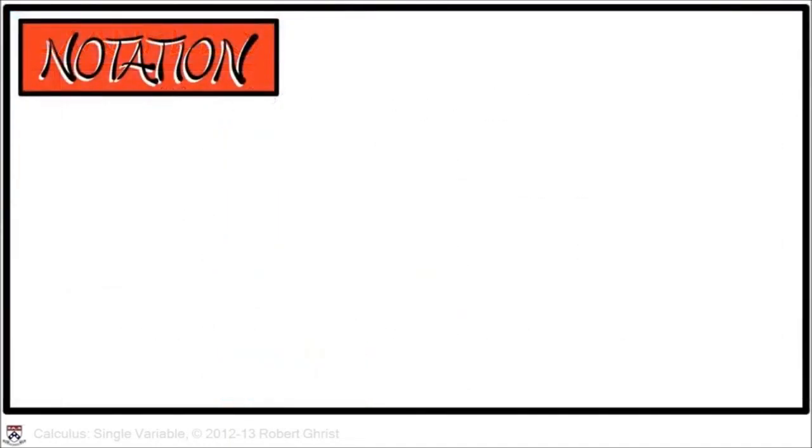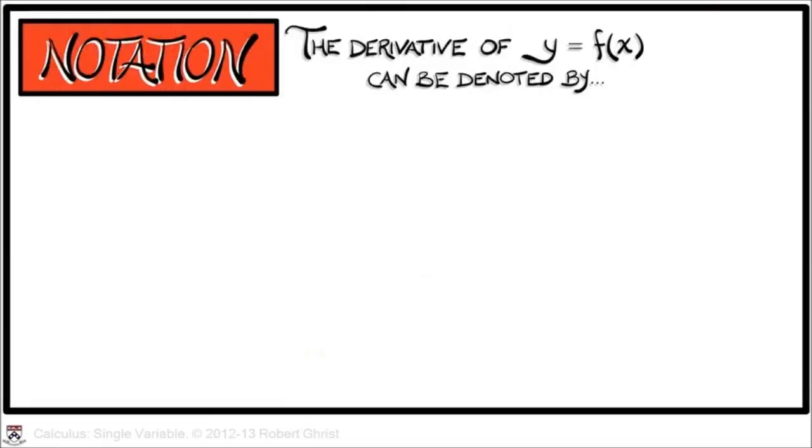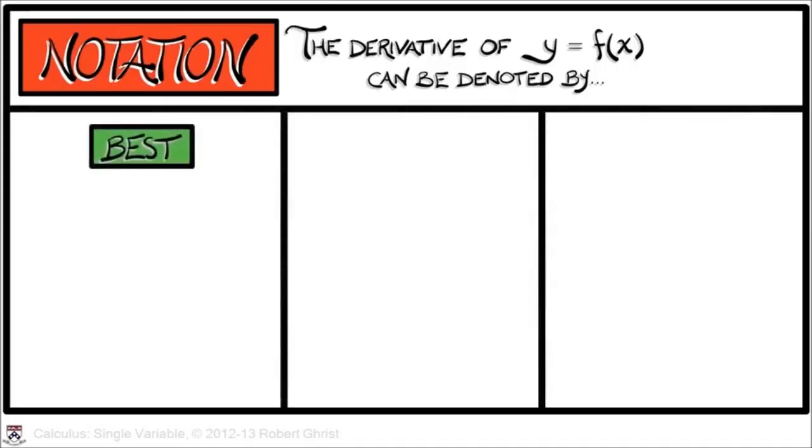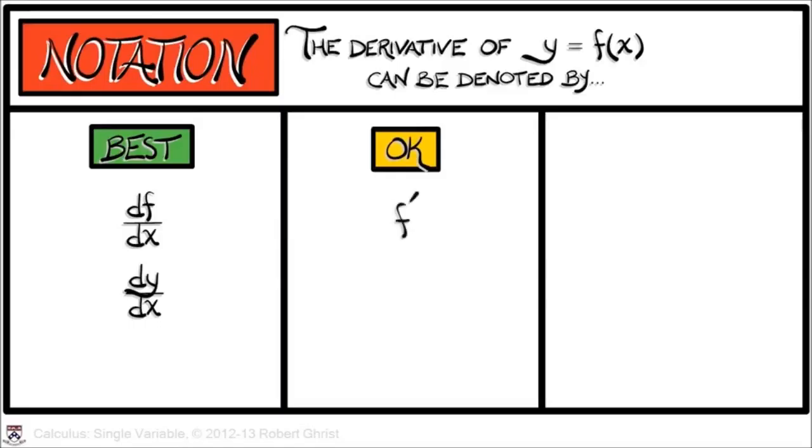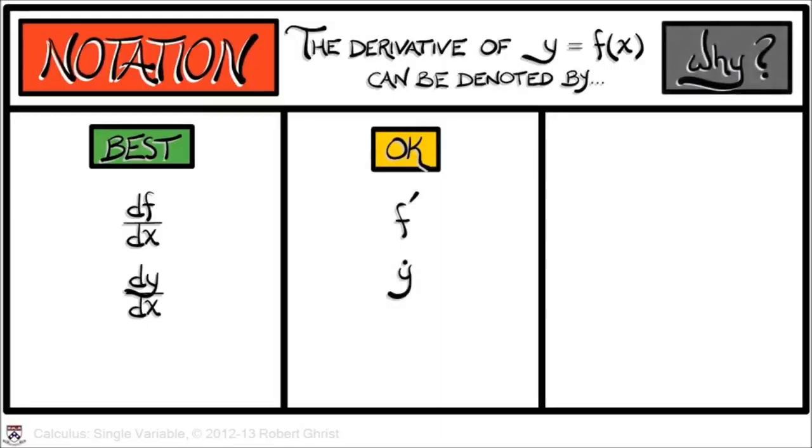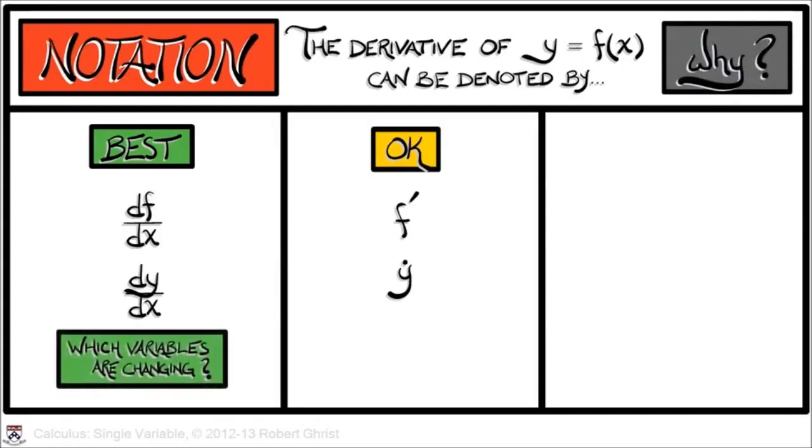There's a lot of notation associated with derivatives. The derivative of the function y equals f of x can be denoted in the following ways. Some of the best notation is df dx or dy dx. But there's some other notation that you might see or use from time to time, including f prime or y prime or y dot.